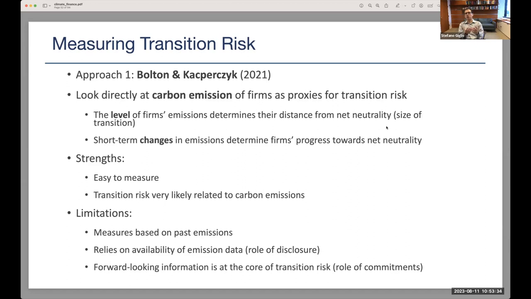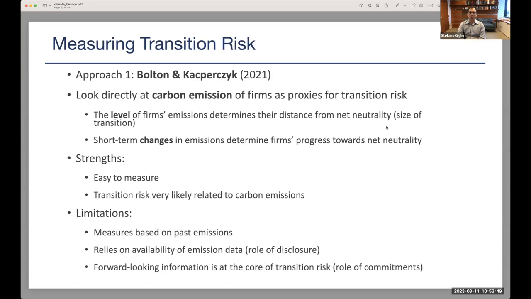Okay, so carbon emission is one of these ESG criteria. We're going to basically assume, or we can check in some sense, that it is a good proxy for a climate beta, and then we're going to use that to construct the carbon risk premium. So I'll give you two examples.